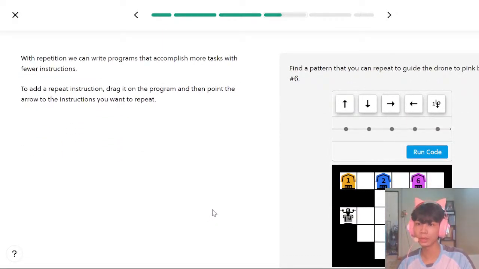With repetition, we can write programs that accomplish more tasks with fewer instructions. To add a repeat instruction, drag it into the program and then point the arrow to the instruction you want to repeat. Find the pattern that you can repeat to guide the drone to ping pong 6.